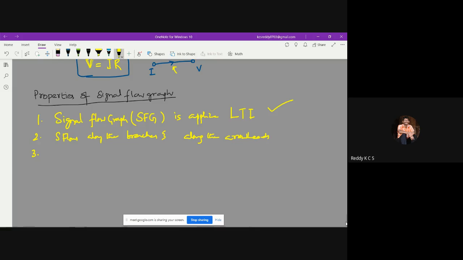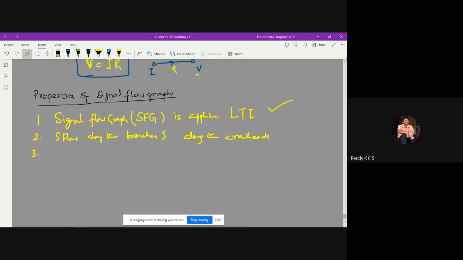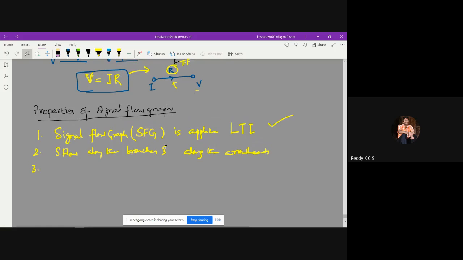When it comes to the third property, the signal gets multiplied. Means the signal V, if I want to find out V, gets multiplied by the branch gain, which I have shown here. So the third property is that the signals in the signal flow graph get multiplied by the branch gain to get the output variable.